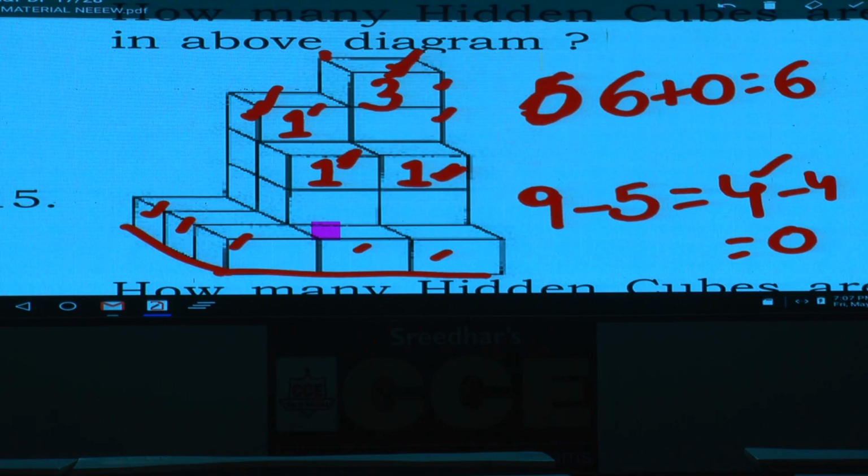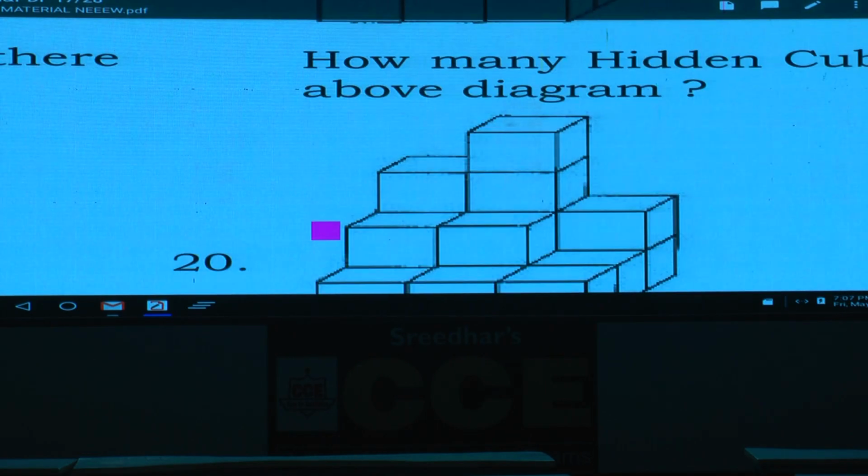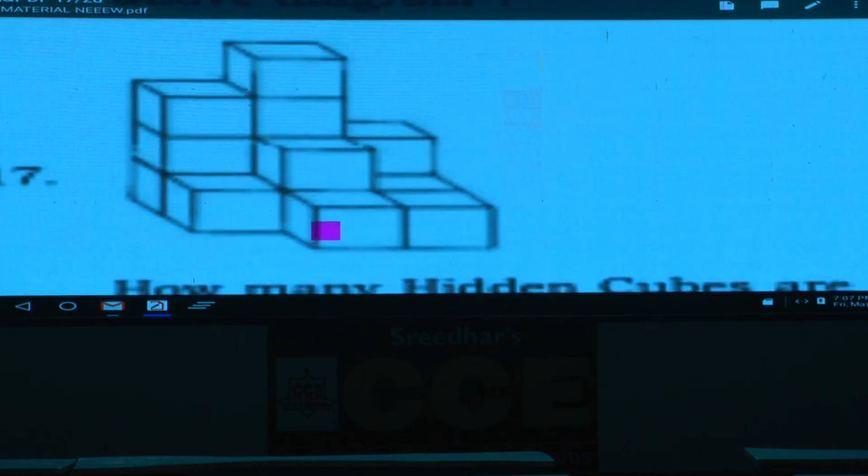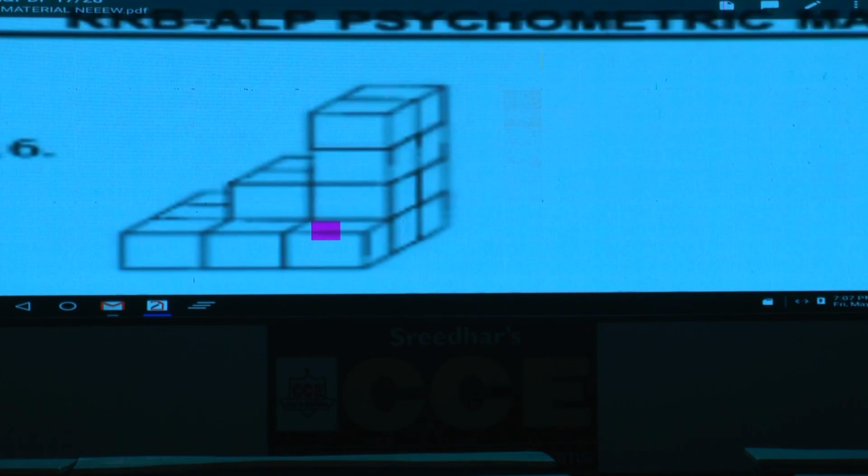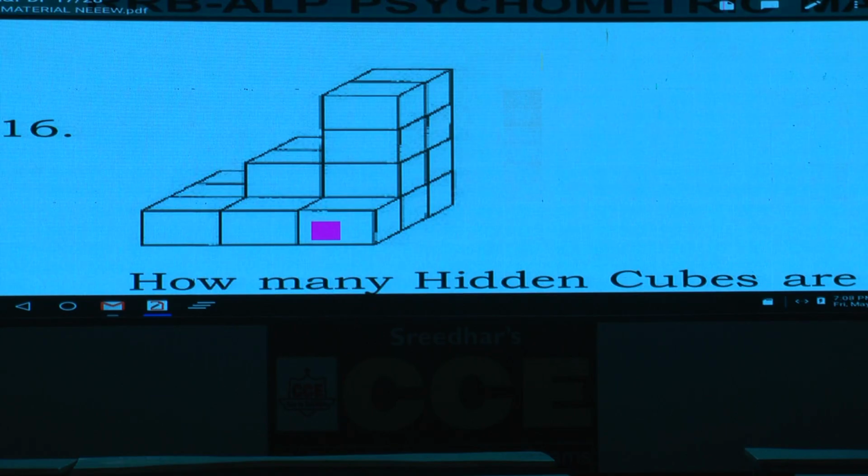Done? Then 16 onwards. Now question number 16. Change, question number 16 onwards. 2. Clear? Those who haven't worked out, please start working out this one, 16 to 20.